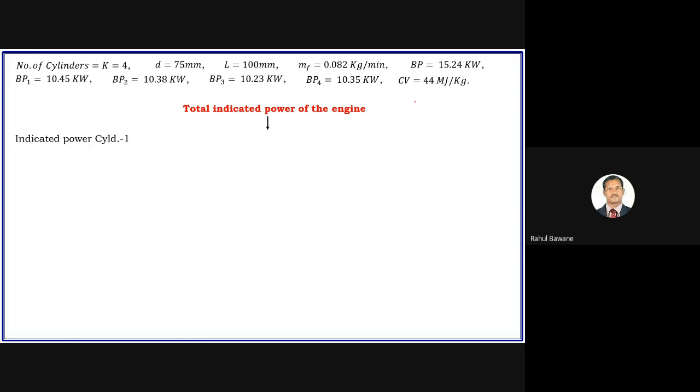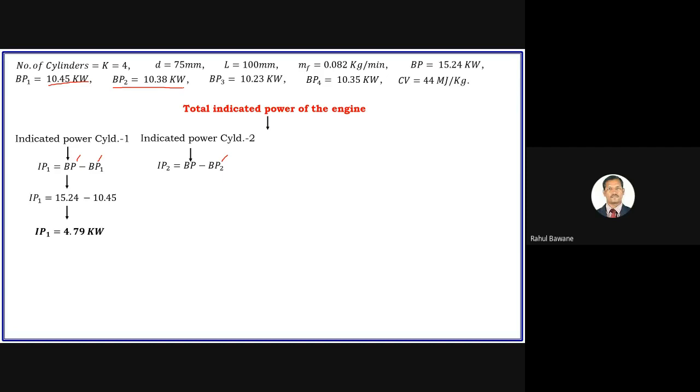So indicated power of the first cylinder. How to calculate indicated power? Indicated power of the first cylinder means brake power of all minus brake power when the first cylinder is cut off. So brake power of all is given as 15.24. Brake power when the first cylinder is cut off is 10.45 kilowatt. So both values are given. Put the values, and we get the indicated power of 1 as 4.79 kilowatt. Then indicated power of the second cylinder, IP2, is total brake power minus brake power when the second cylinder is cut off. The second cylinder cutoff value is 10.38.